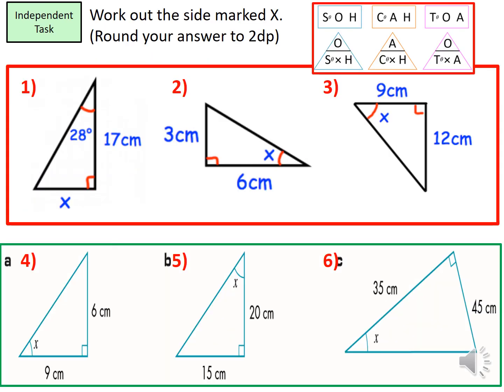Okay, for set 5, please only do the first 3 questions on the red section. Now for set 3 and 4, please attempt 2 questions from the red section and 2 from the green section, and upload your answers to class charts.